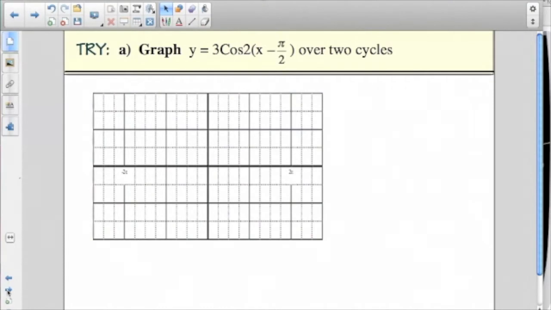Alright, another one to try. Over 2 cycles, you can have some fun with that one. Once you get the hang of it, you will be good at it.